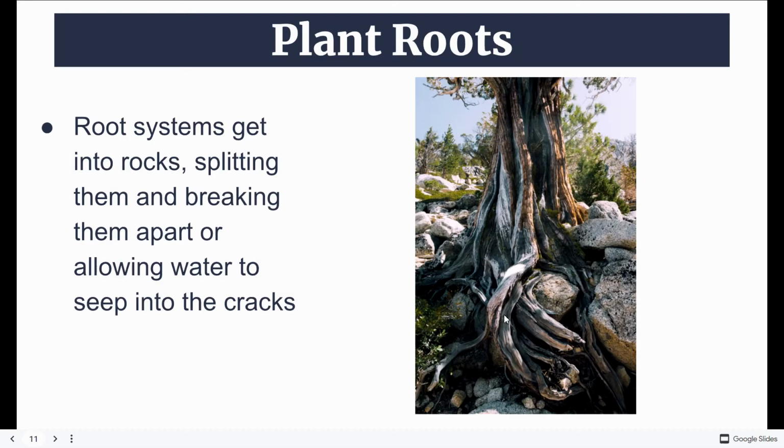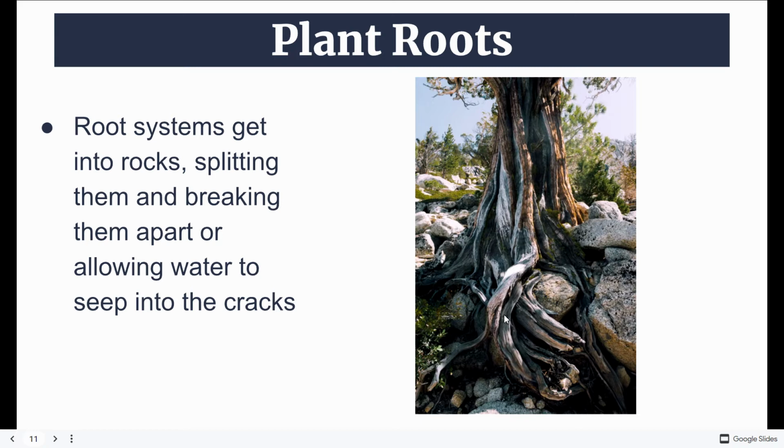All right, plant roots. So when you have plants that are growing in an area that is very rocky or stony, the root systems are going to get into the rocks. They're going to go through the soil, they're going to grow down into the rocks. If there's a crack in the rock, that root can get into it. So if a root grows into a crack, the root's going to continue getting larger, it's going to continue growing, and as it gets bigger and bigger, it's going to push out against that crack.